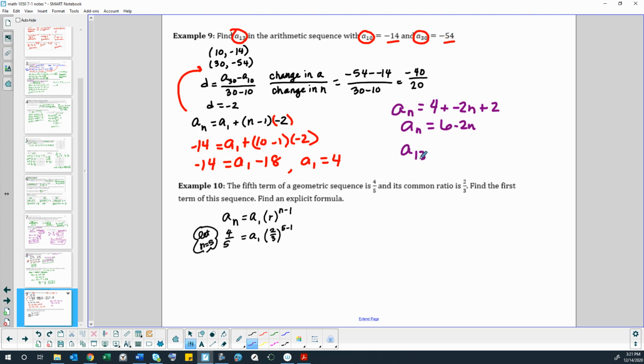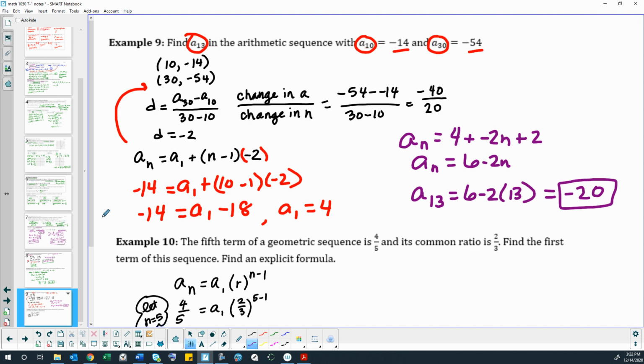So to find the 13th term, we plug in 13. 6 minus 2 times 13, so 6 minus 26. So that's a negative 20. So the 13th term will be negative 20, down on its way to between negative 14 and negative 54.